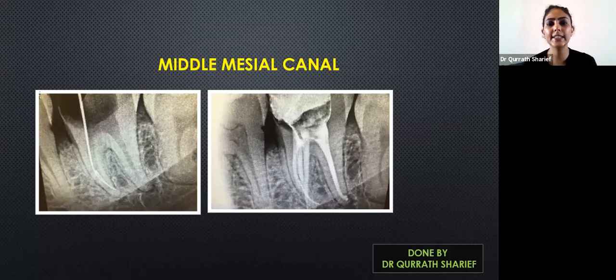What I did in this case is, I took the probe and started running it on the mesial surface. And that's when I got a catch there, and I realized there is an extra canal. It was very difficult to negotiate this canal because the diameter was very, very narrow. I started with 6, 8, and 10, achieved an adequate glide path, and only then I started the biomechanical preparation with the rotary files. So this is the post-obturation.